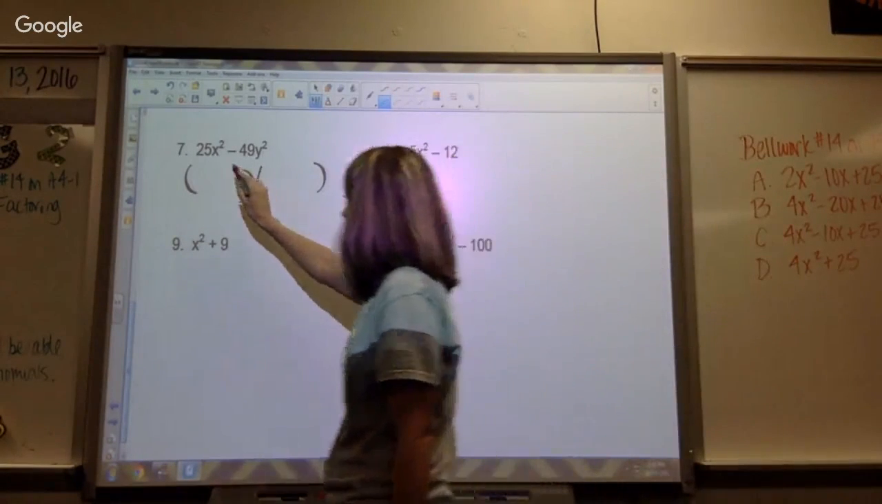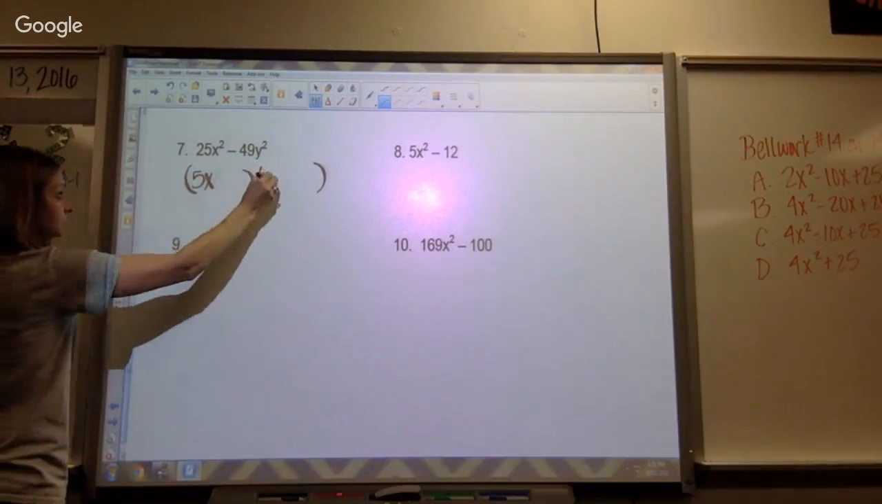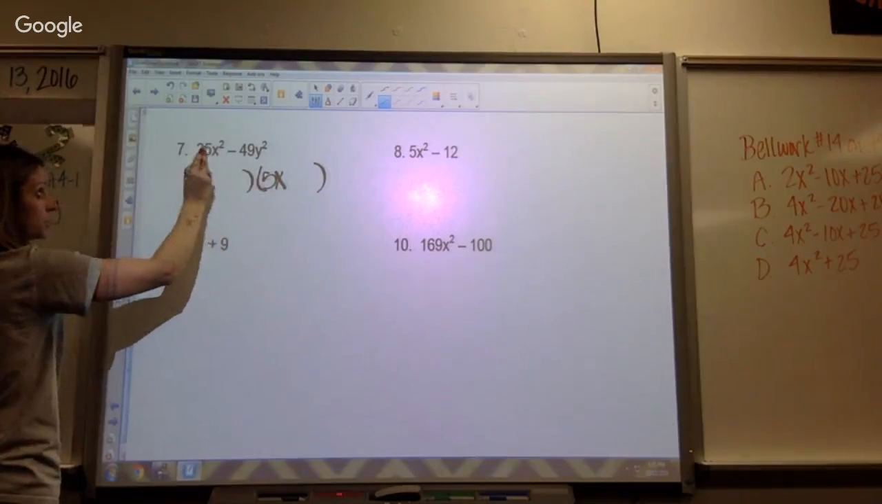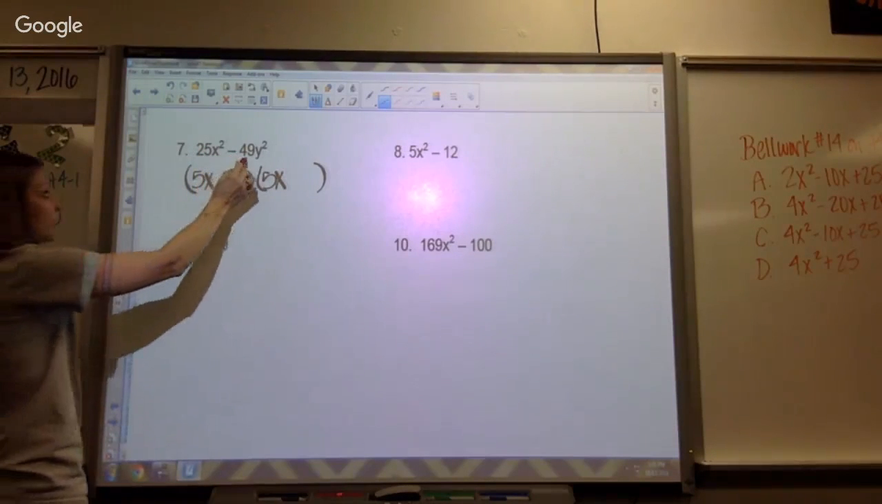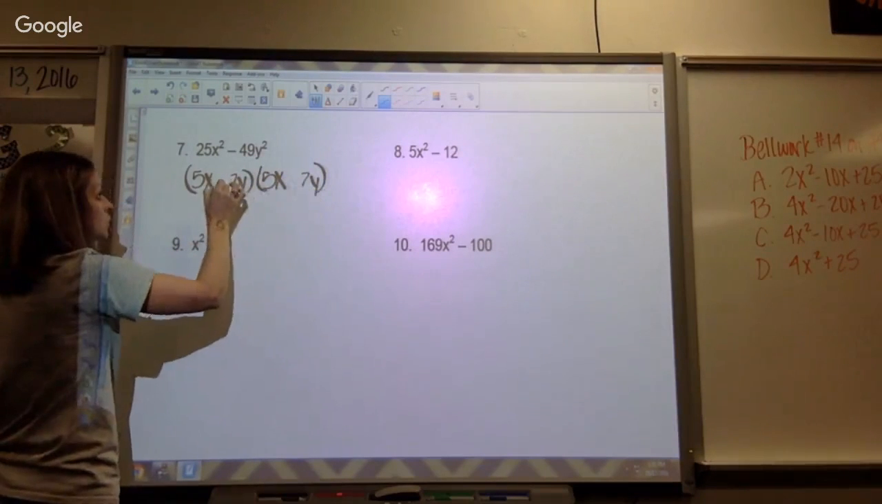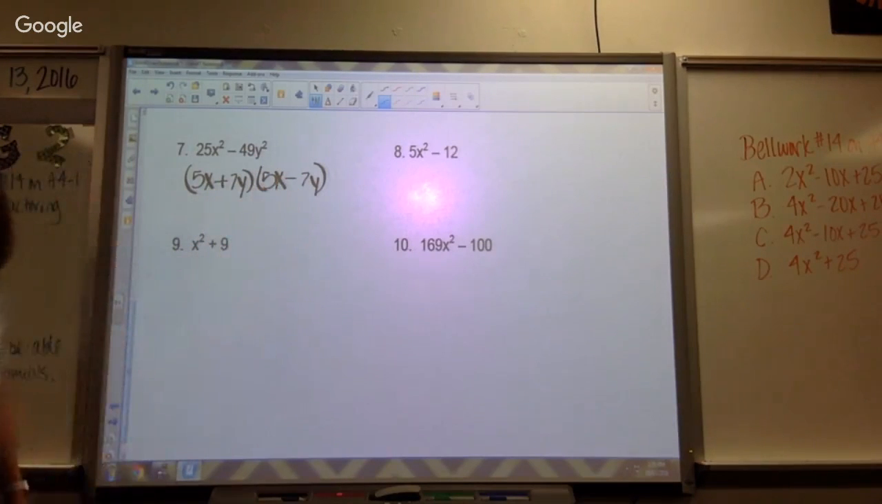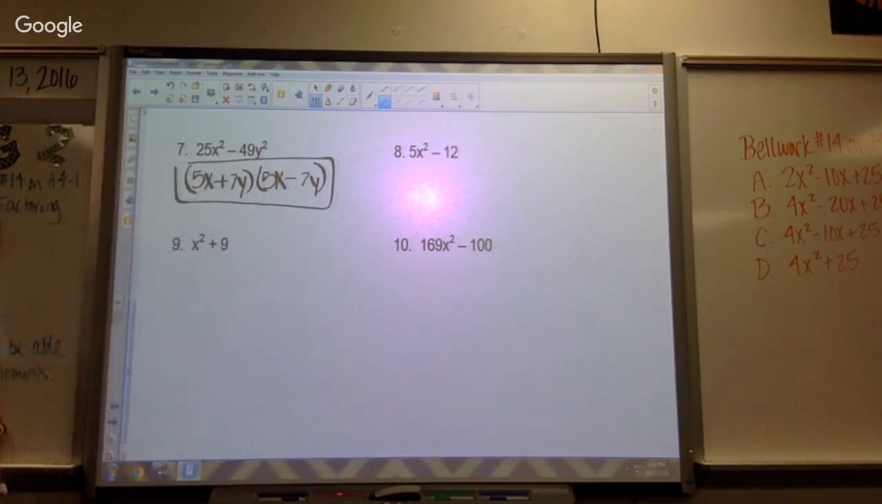When you take the square root of 25x squared, you get 5x. So if you were to multiply those two together, you would end up getting 25x squared. The square root of 49y squared would be 7y. You should be adding and subtracting. Again, you can check that by using FOIL. Multiply it, combine like terms, you should end up getting 25x squared minus 49y squared.